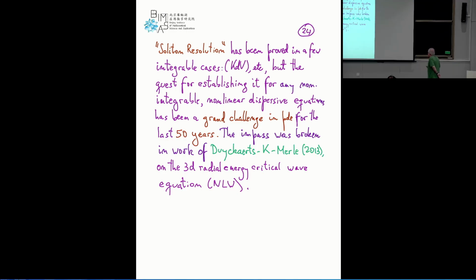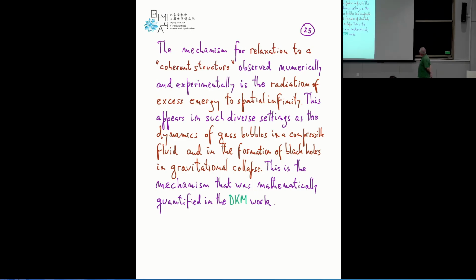Okay. So let me explain what we did. But first I'm going to give some philosophical reasoning for this. So the mechanism for relaxation to a coherent structure. What is a coherent structure? A finite sum of solitons. Okay, that's what a coherent structure is in this context.